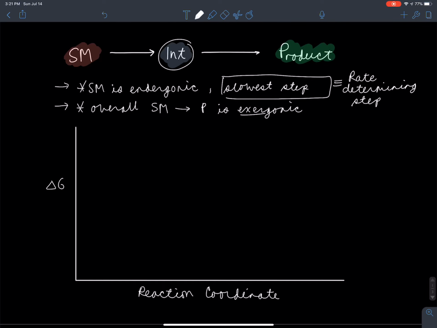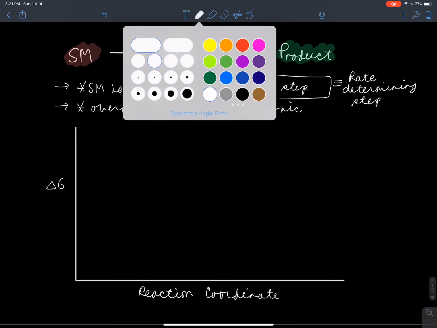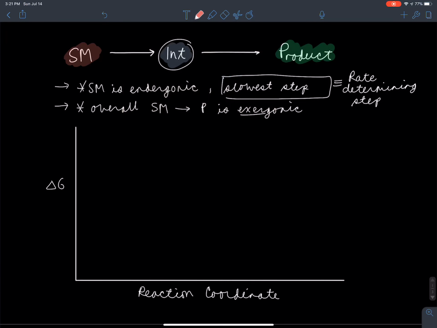Okay, now let's break it down into little pieces. I'm just going to use the pink marker for the first part, where we say that the transition from starting material to intermediate is going to be endergonic. What does that tell you then? Delta G is positive. Delta G positive. And it's also going to be the slowest step, so your activation energy is going to be high.